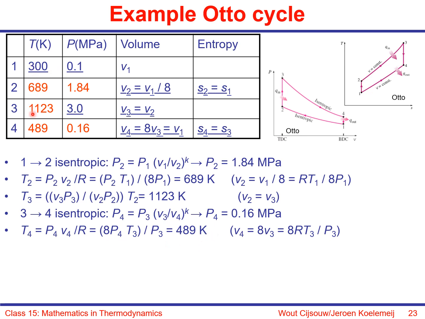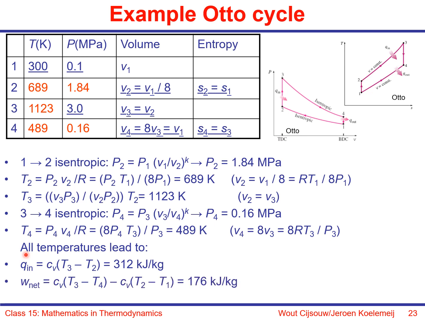And now we know all the temperatures here, and we can plug that into the previous equations that we had. We can find the heat that goes into the engine during one cycle. We can find the work that's delivered by the engine, and we can find the efficiency, which in this case turns out to be 56%. So I hope this explanation was more or less clear.